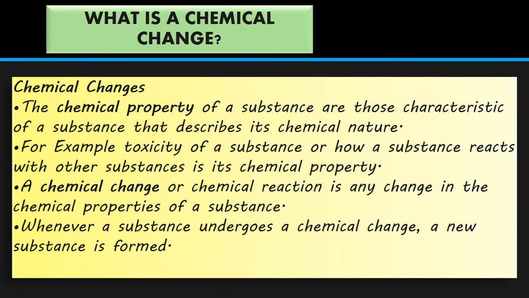So when you talk about chemical change, what is it? Before studying what exactly a chemical change is, let us first try to understand what the chemical properties of a substance are. The chemical properties of a substance are those characteristics that describe its chemical nature. For example, the toxicity of a substance, or how a substance reacts with other substances, is its chemical property.